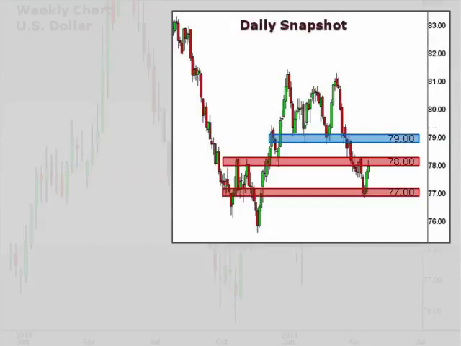However, the trend in force still remains to the downside with 76 as the next level of support. Now, a daily close above 78.25 opens the window for a push towards 79. However, that 78 level remains a strong daily resistance.